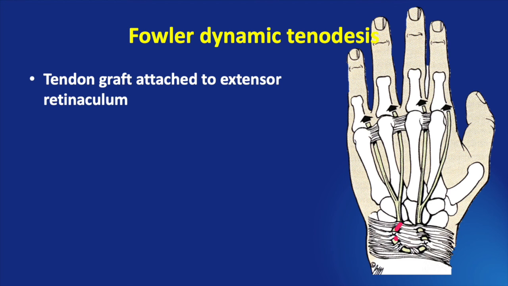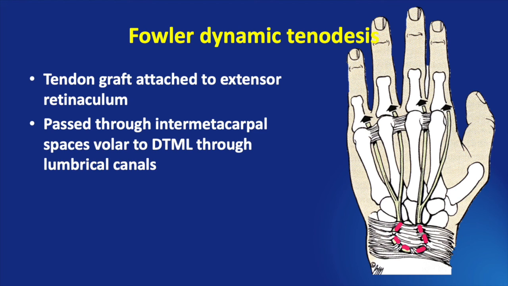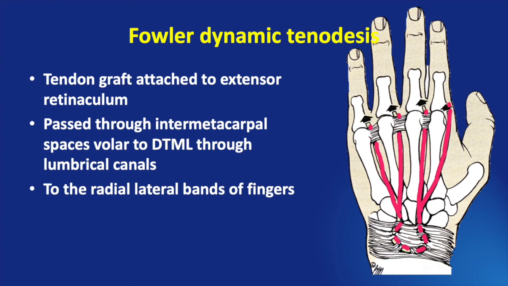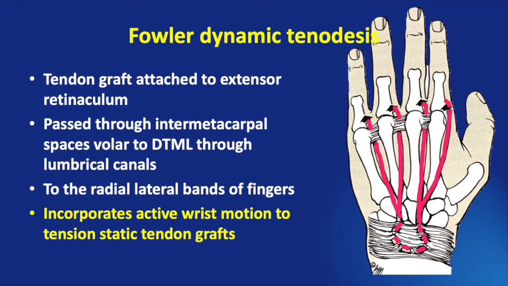The Fowler's dynamic stenodesis is different because it crosses 2 joints. A free tendon graft is harvested and attached to the extensor retinaculum like this. These grafts are split into 4 and pass through the intermetacarpal spaces volar to the deep transverse metacarpal ligaments through the lumbrical canals. They are then attached to the radial lateral bands of the fingers. This dynamic stenodesis incorporates active wrist motion to tension static tendon grafts.